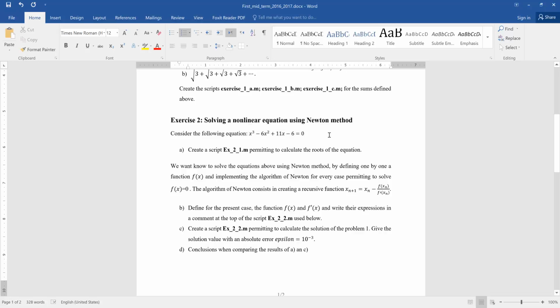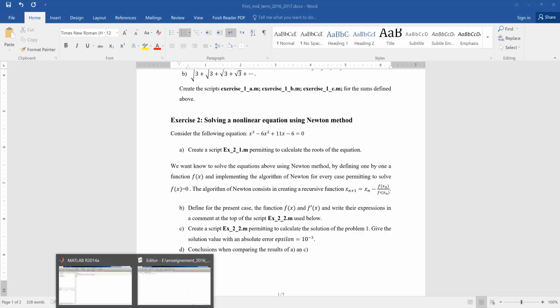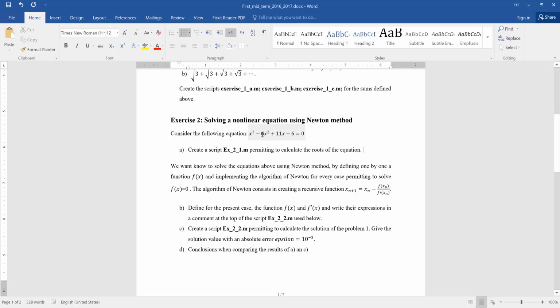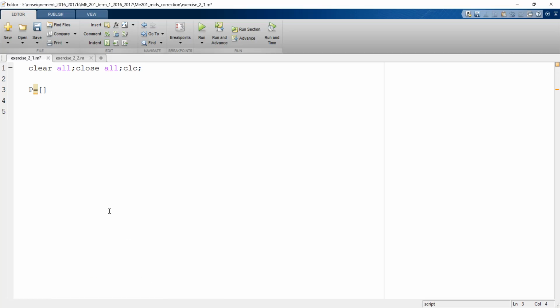This is a polynomial equation. You will use directly the function roots. So you would define it as a vector or as a matrix. Let's go here. So my vector P is simply equal to, as written here, 1, minus 6, 11, minus 6. Okay, x cubed minus 6x squared plus 11x minus 6 equals 0.